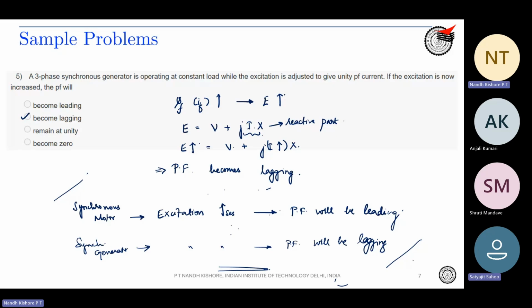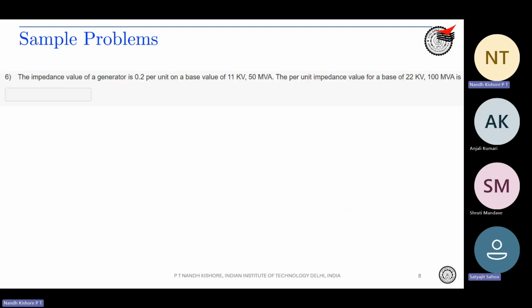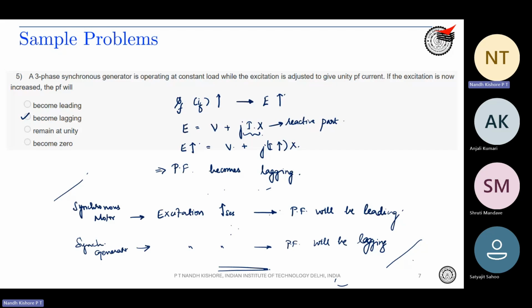Yes, sir, we got it, sir. Yeah, so please observe whether it is a synchronous generator or a synchronous motor before you go ahead. That is the trick. Okay, so we will go ahead with the next question then.